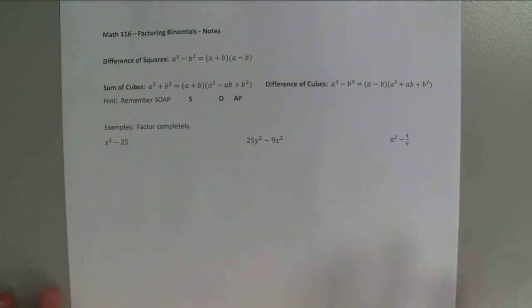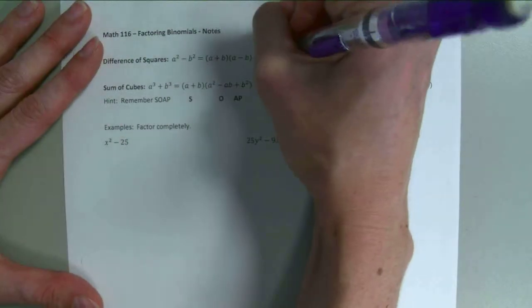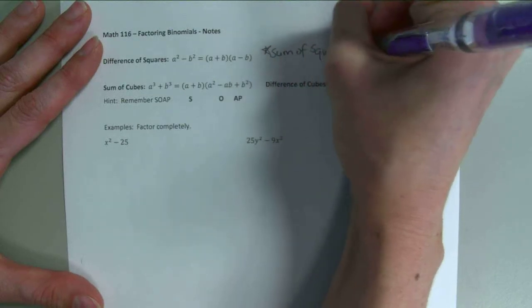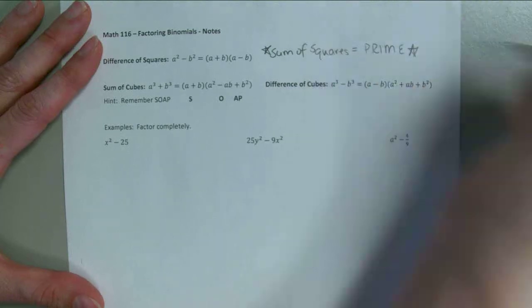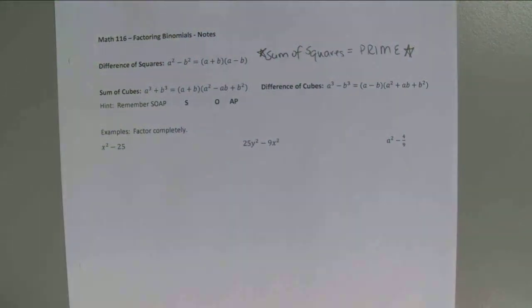One thing I want to note is there's no such thing as a sum of squares, okay? A sum of squares is prime, right? You'll get in this movement of, oh, I know exactly how to split this up, and then you won't notice that you've got a plus sign, and you'll still want to split it up the same way, but it won't work. And again, when we get there, we'll talk about it.